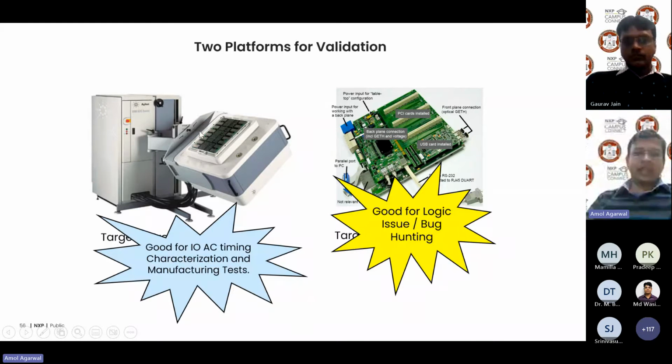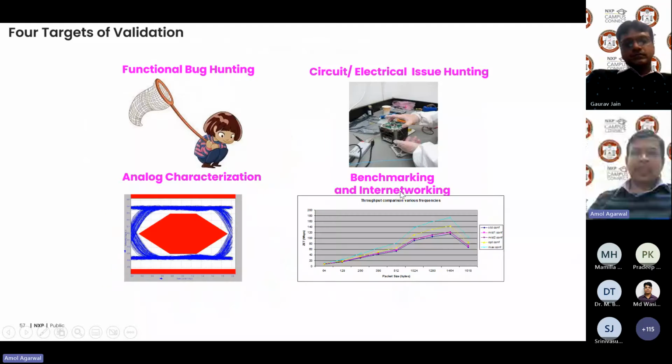One is where you measure your IO AC timings, you characterize and do a manufacturing test, whether there is any fault or not, whether you have shorts or not. Second is basically to check the intent, what was the intent of your chip, whether that intent is working fine on silicon or not.